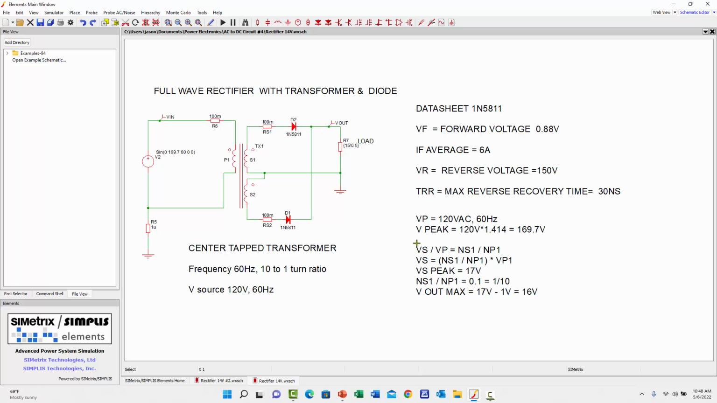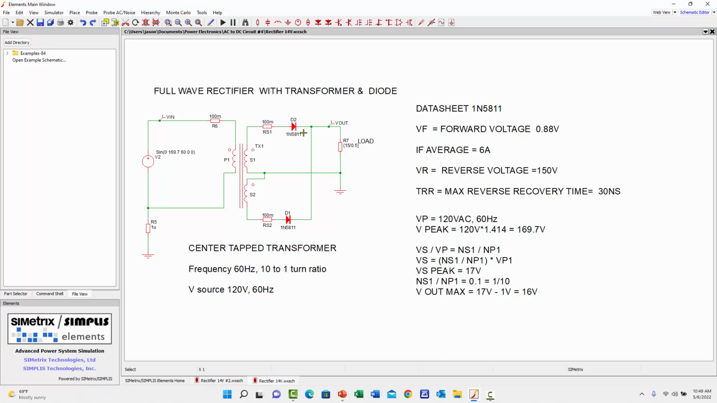So this is our first full-wave rectifier. We will run a simulation on this one. The transformer has a turn ratio of 10:1. If the primary has 10 turns, the secondary will have 1 turn. So if you have a peak voltage of 120 volt, you multiply by 1.414, you will get roughly 170 volt peak voltage. By dividing it down by 10, your secondary side would be about 17 volt.